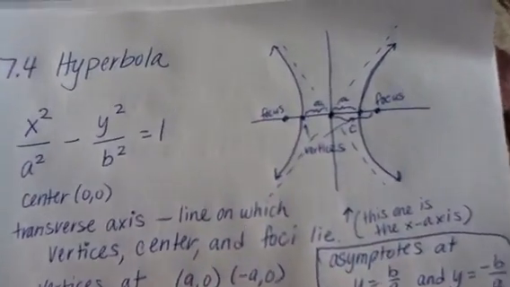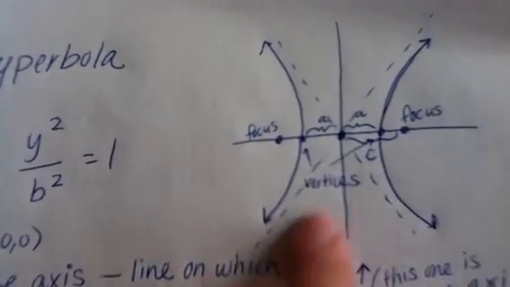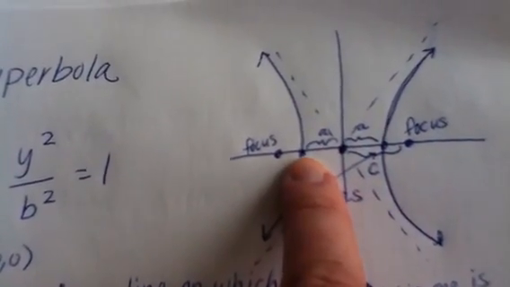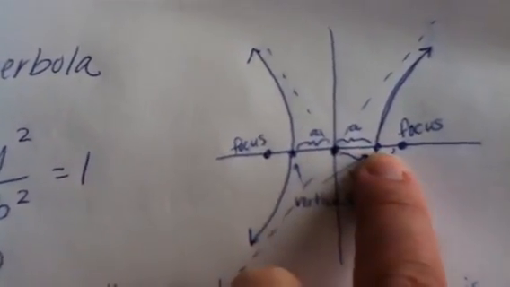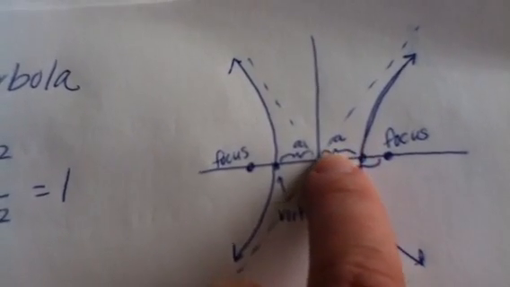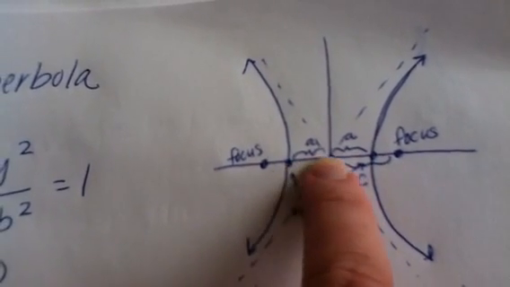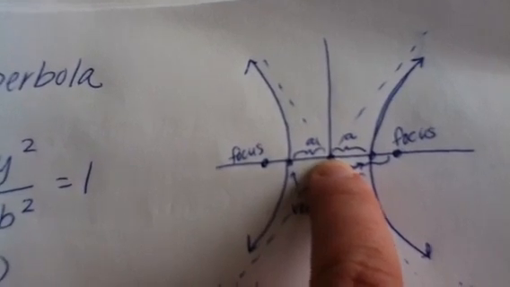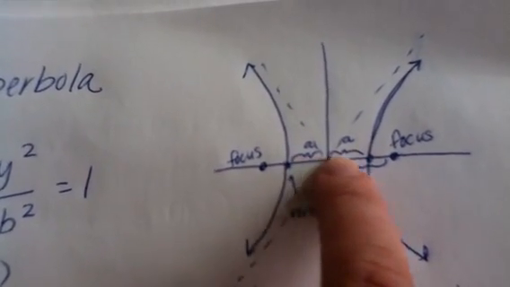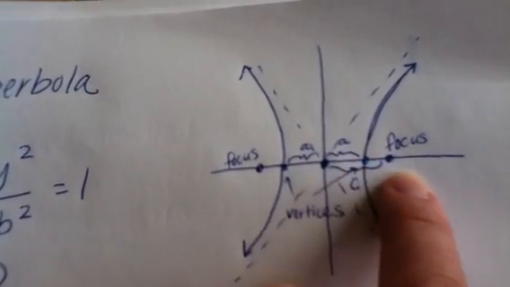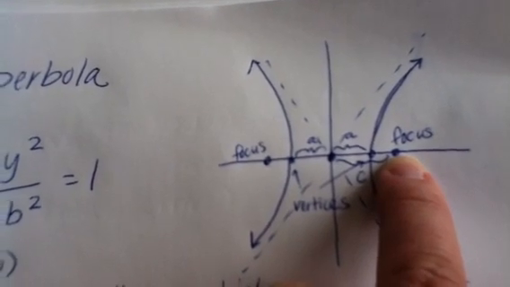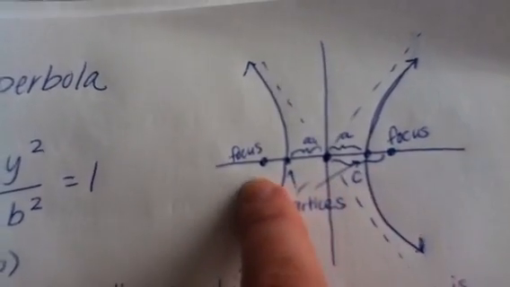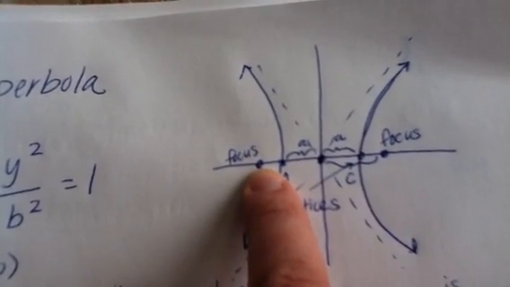The vertices are going to be located at negative a, 0 and positive a, 0. You can see that I've shown that this is a distance of a, and this is a distance of a from the center. So if the center changes, that's still going to be a distance of a from the center, wherever it is. And then the foci are going to be over here at c, 0 and negative c, 0.